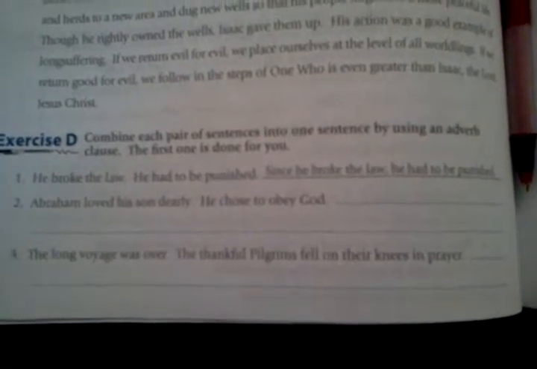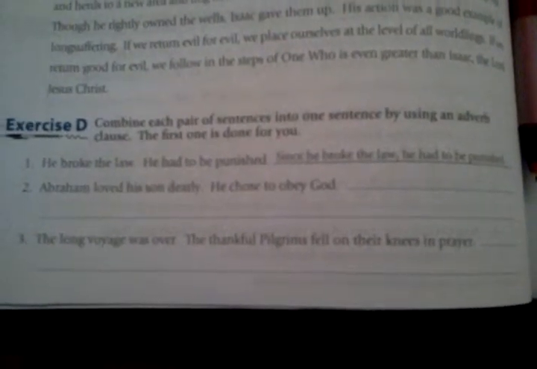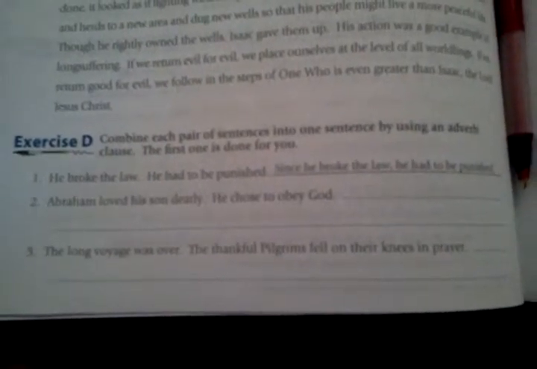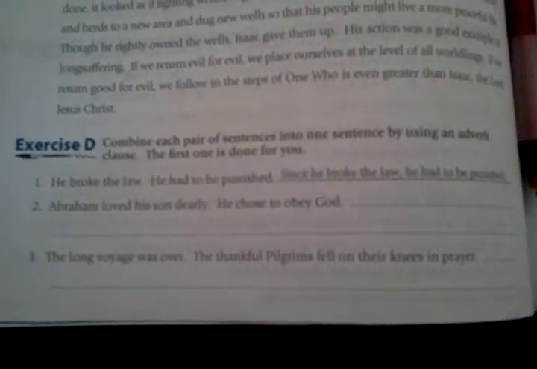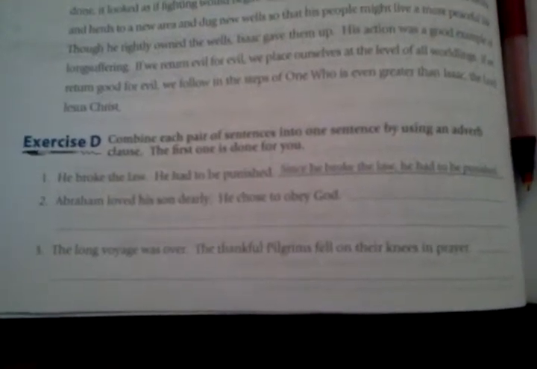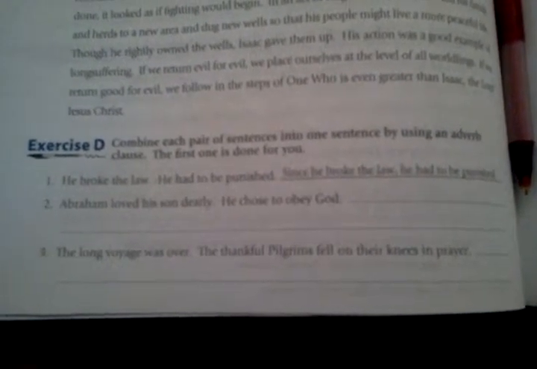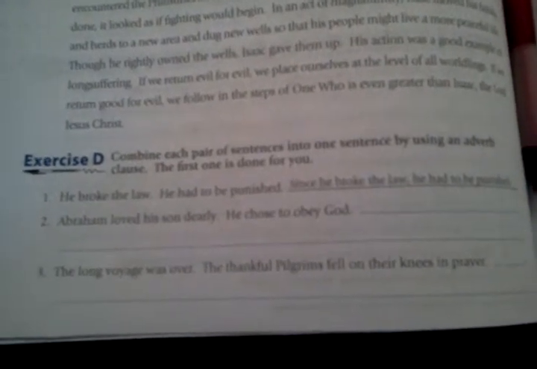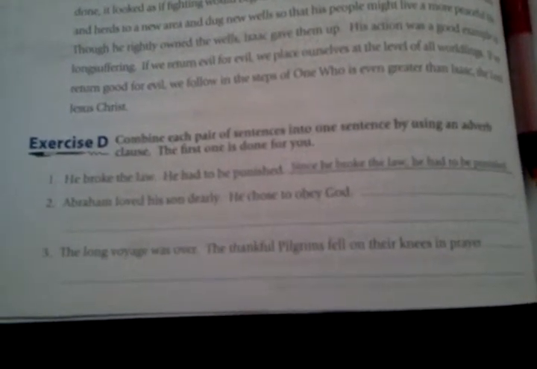And exercise D wants us to combine each pair of sentences into one sentence by using an adverb clause. The first one is done for you. He broke the law, he had to be punished. Since he broke the law, he had to be punished. So we need to choose a subordinating conjunction from the list.